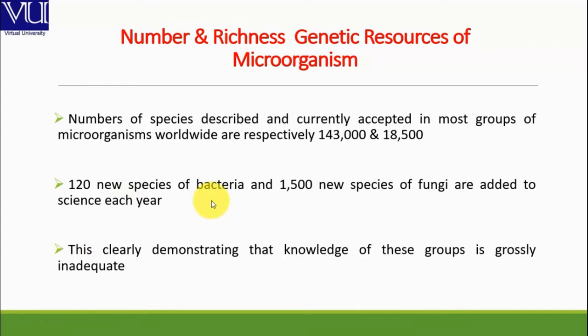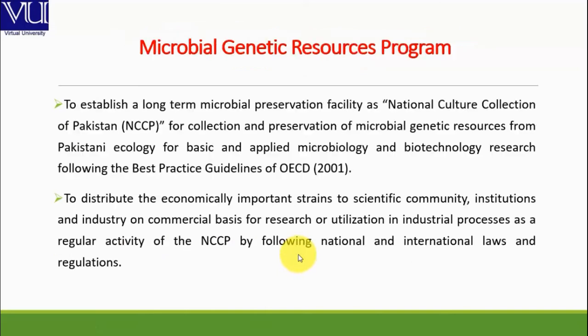अगर हम इन bacterial species की बात करें तो हर साल 120 new bacterial species हैं और साथ साथ 1500 new fungi species ये हर साल add होती रहती हैं. इसका मतलब है इतनी ज़्यादा species हर साल discover की जा रही हैं और पुरानी list में add होती जाती हैं. लेकिन अभी तक हम microorganisms की complete diversity और species number के बारे में confirm नहीं बता सकते कि इनके कितने number हैं, कि population की कितनी species मौजूद हैं. This clearly demonstrates that knowledge of this group is grossly inadequate.